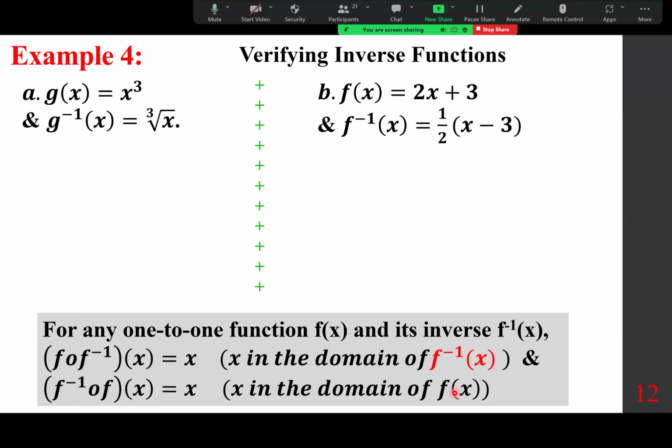So if we want to look at g of g inverse, that means replace this x with the cube root of x. That's the meaning of it. Replace the x with the cube root of x. And of course, the answer is x. So that's a proof and you're done.